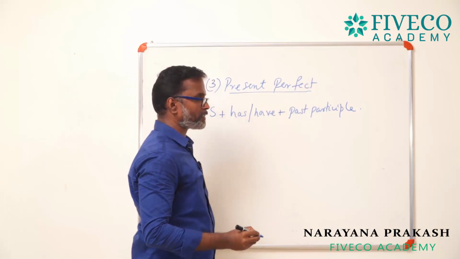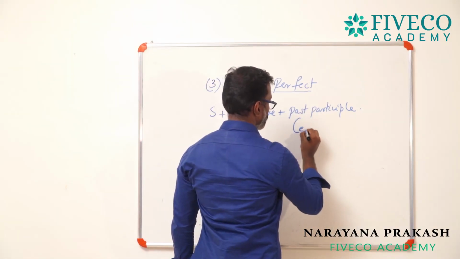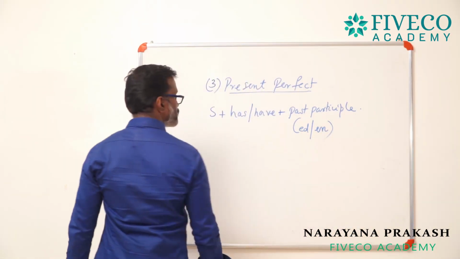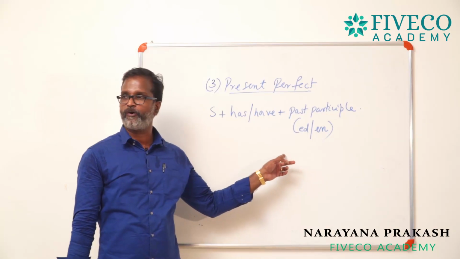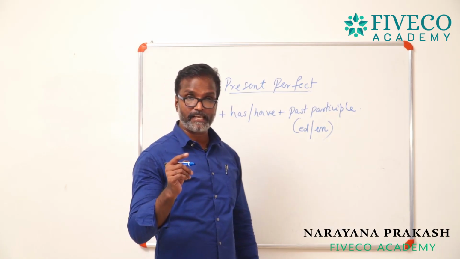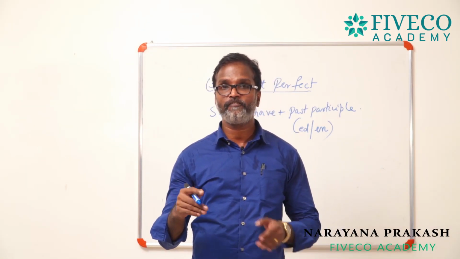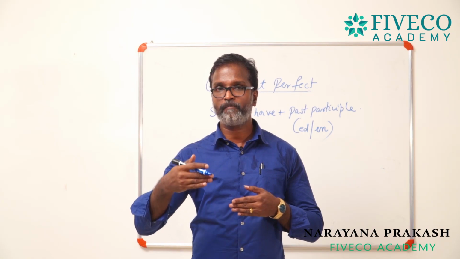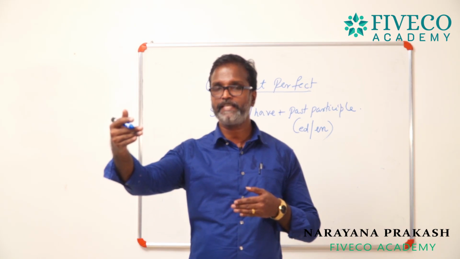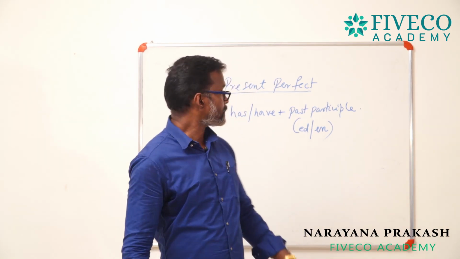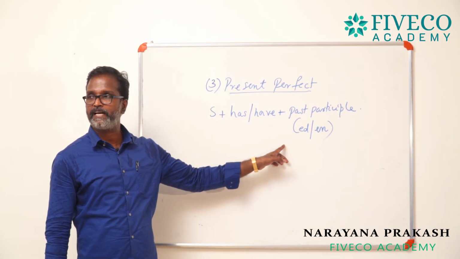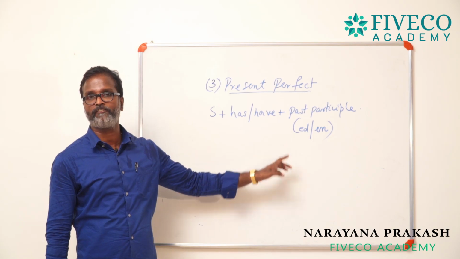You know what is past participle? That is the ed or en form of the verb. Past participle is the ed or en form of the verb, and you can say that it is the third form of the verb. And in the first class I told you, a verb has four forms: present form, past form, past participle, and the fourth form is present participle. Yes, what is past participle? Past participle is the ed or en form of the verb.